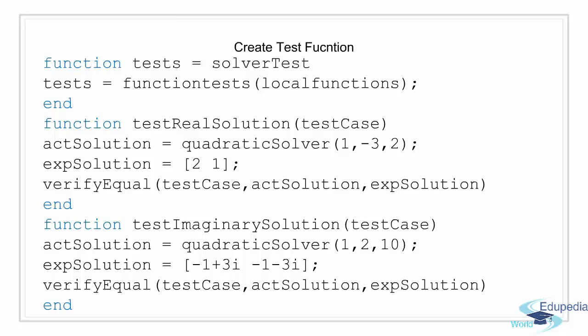Next, I will be adding a function to test the imaginary solution. For this, consider the equation x square minus 2x plus 10 equal to 0. This has the imaginary solutions x equal to minus 1 plus 3i and x equal to minus 1 minus 3i. I will use the verify method to know whether the expected solution and the actual solution match or not. If they do not match, then MATLAB will consider it a failure. Now I will demonstrate this to you.